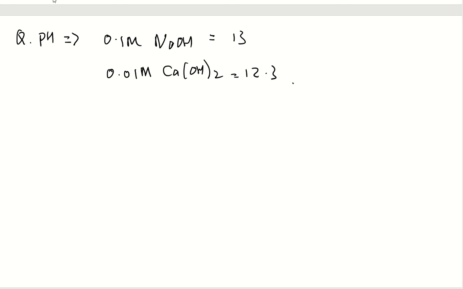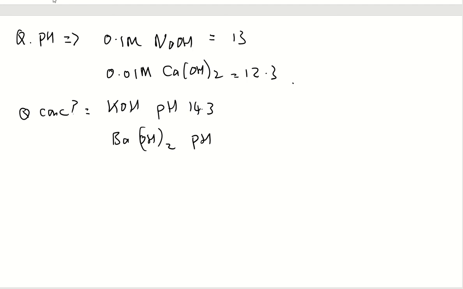Okay, so those are the ones that you should have got. Let's do then, this time we're looking to calculate the concentration of these solutions. So we have KOH with a pH of 14.3, and we have another solution of barium hydroxide, which has a pH of 11.0. So I want you to pause the video, go away and calculate the concentration of those two solutions.